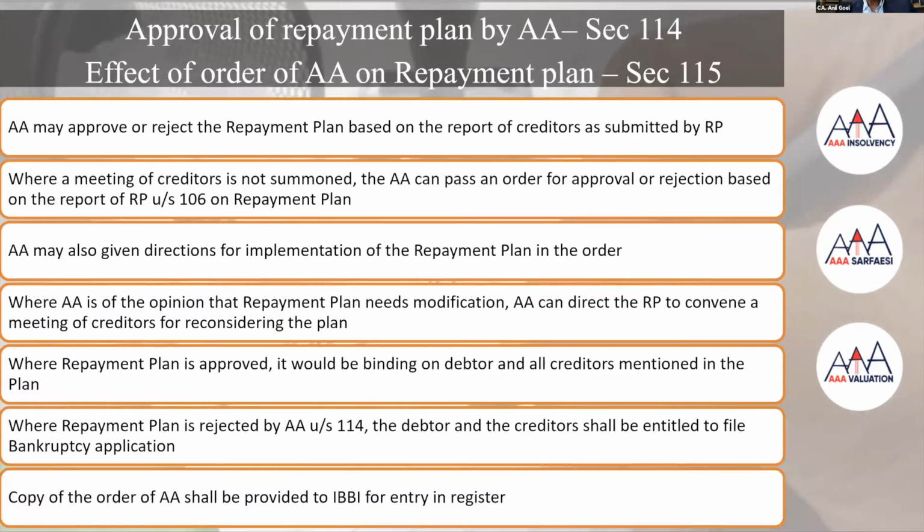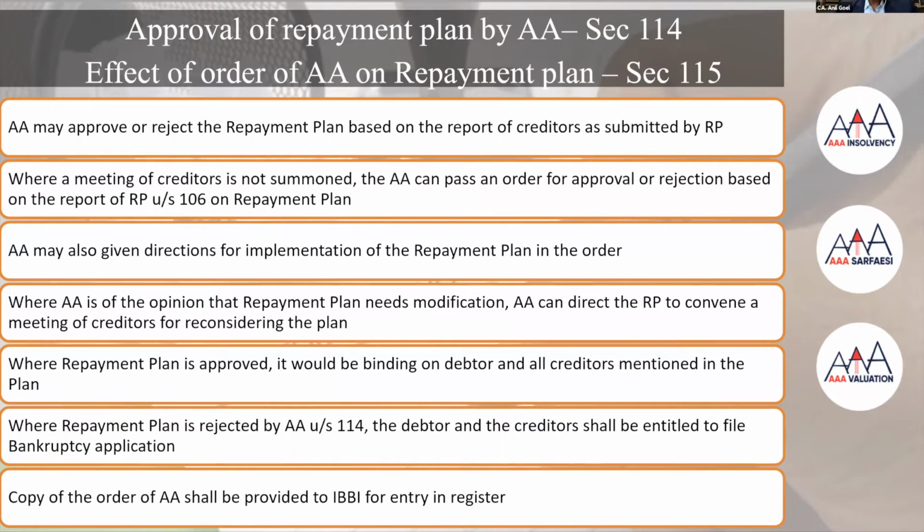Now, the approval of the repayment plan by adjudicating authority, section 114, and then we will see what is the effect of the order of the adjudicating authority on a repayment plan. I'm purposely saying adjudicating authority because adjudicating authority in this case can be NCLT or DRT, whatever the case may be. So all the sections are applicable, all the rules are also applicable. The same process would be followed by DRT or at NCLT.